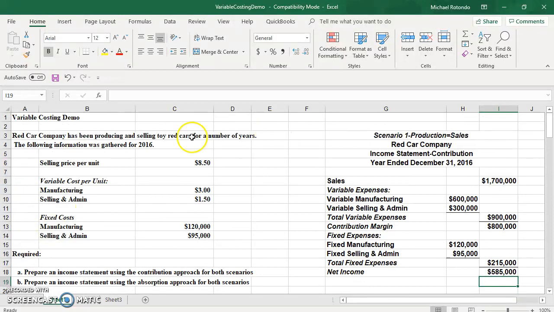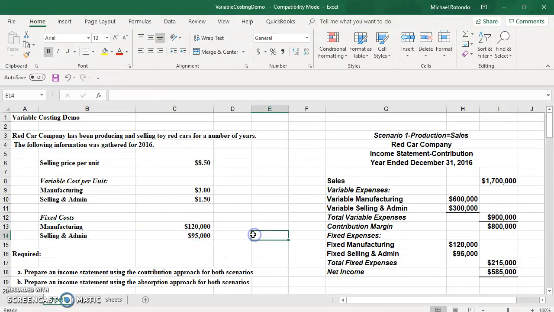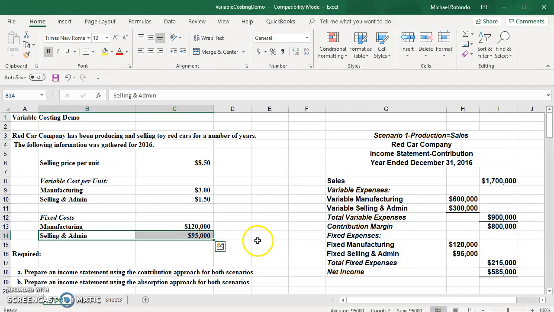Okay, so remember up here we had our selling price per unit of $8.50, variable cost per unit of $3 for manufacturing and $1.50 for selling and admin. And remember for the contribution margin statement that these are period costs. For our absorption income statement, selling and admin is always a period cost.